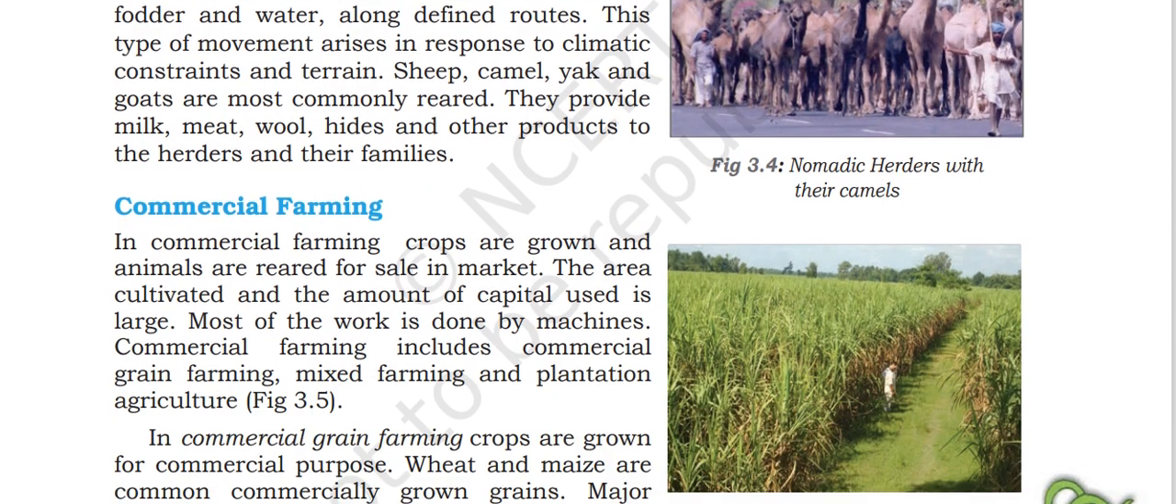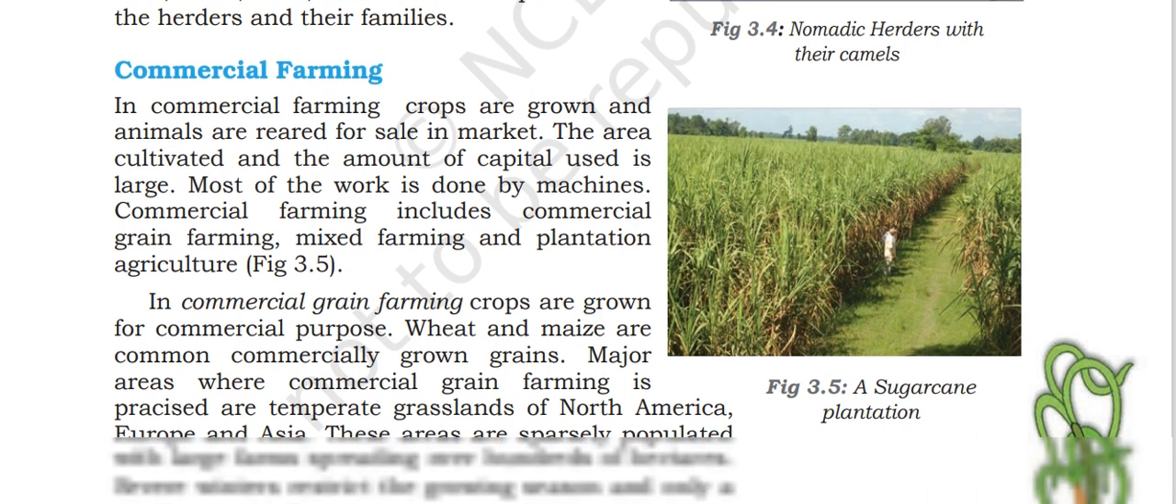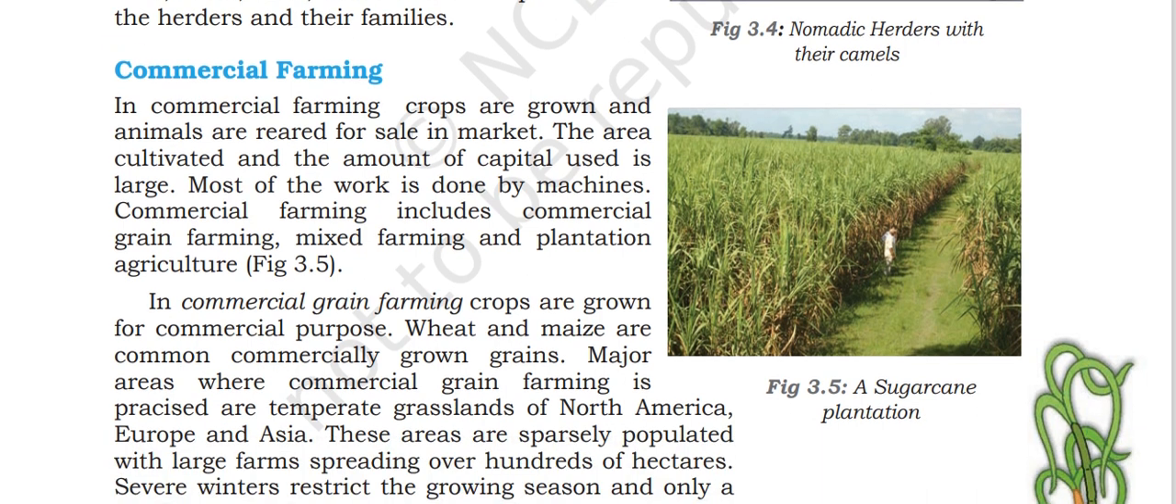Commercial farming. In commercial farming, crops are grown and animals are reared for sale in the market. The area cultivated and the amount of capital used is large. Most of the work is done by machine. Commercial farming includes commercial grain farming, mixed farming and plantation agriculture.